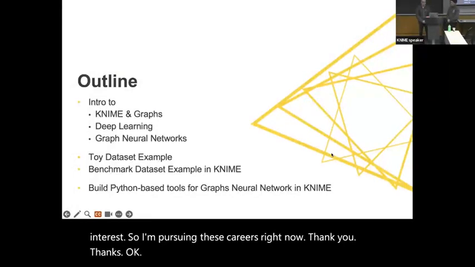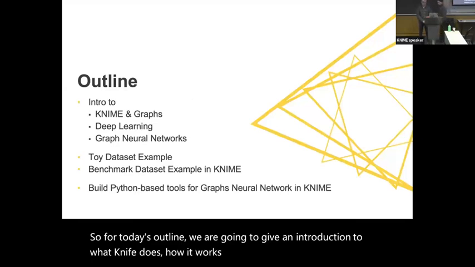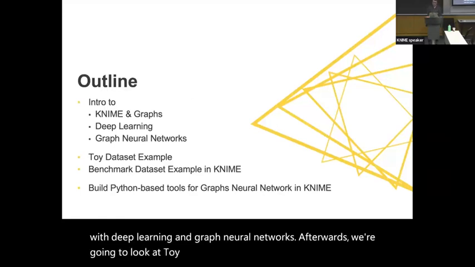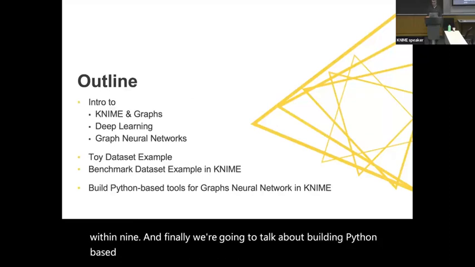So for today's outline, we are going to give an introduction to what KNIME does and how it works with graphs, then deal a little bit with deep learning and graph neural networks. Afterwards, we're going to look at toy dataset examples and benchmark dataset examples within KNIME. And finally, we're going to talk about building Python-based tools for graph neural networks within KNIME.